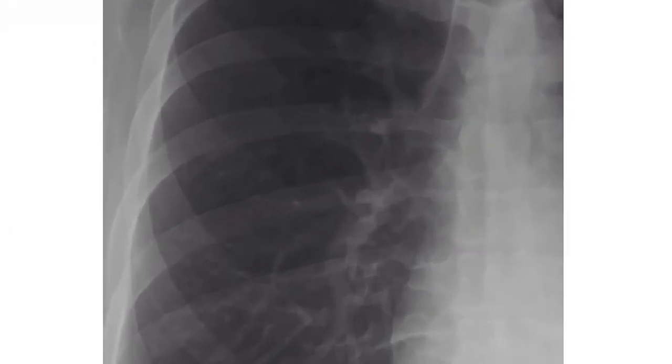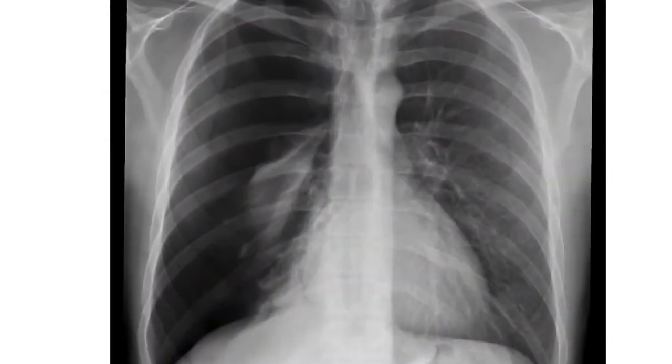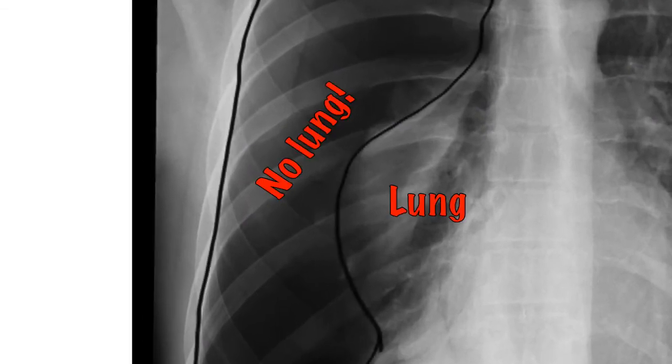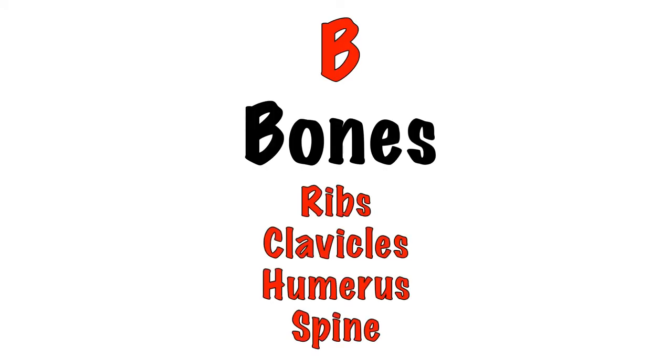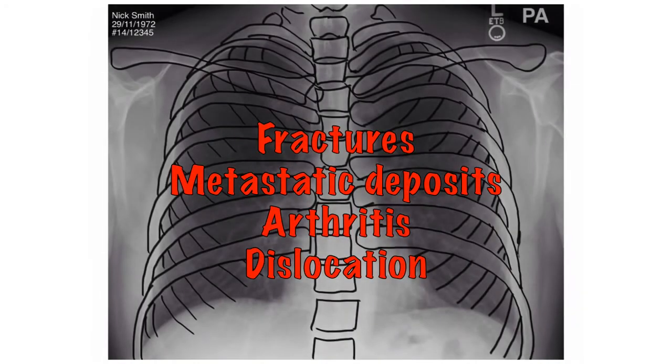Make sure you can see lung markings going all the way to the edge of the chest wall. If you can see the lung edge with a black area surrounding it, suspect a pneumothorax. Note the pleura are not visible in healthy people. B. Bones. Look at the ribs, clavicles, proximal end of the humerus and the thoracic spine. Check for evidence of fractures or metastatic deposits and examine the shoulder joint for signs of arthritis or dislocation.